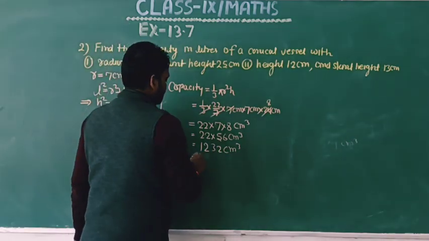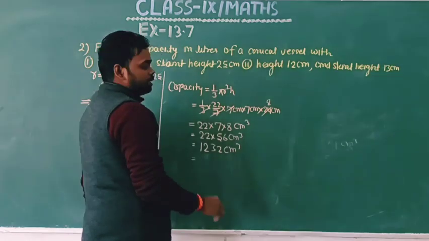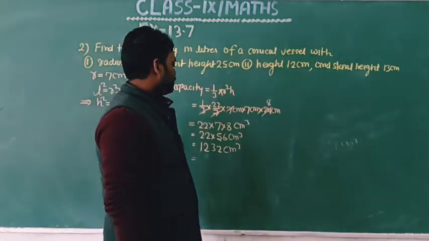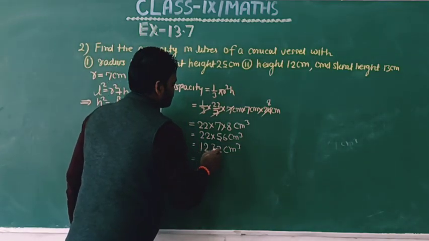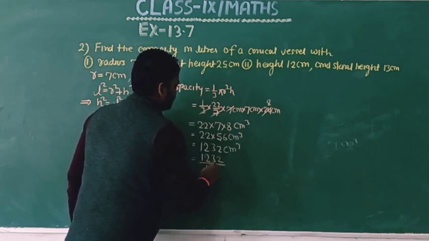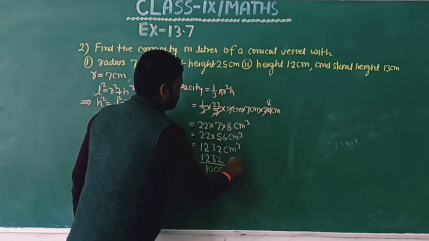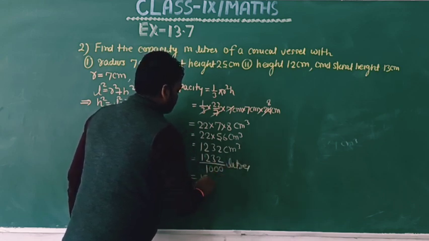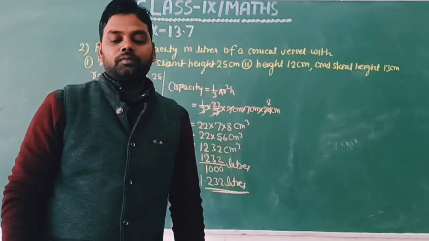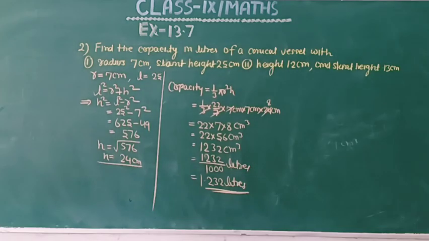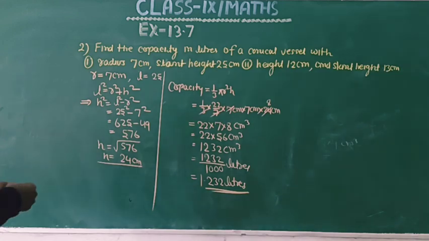As we know, 1000 centimeter cube equals 1 liter. So to convert 1232 into liters we need to divide by 1000. So this is 1.232 liters. 1.232 liters is the capacity of the conical vessel.